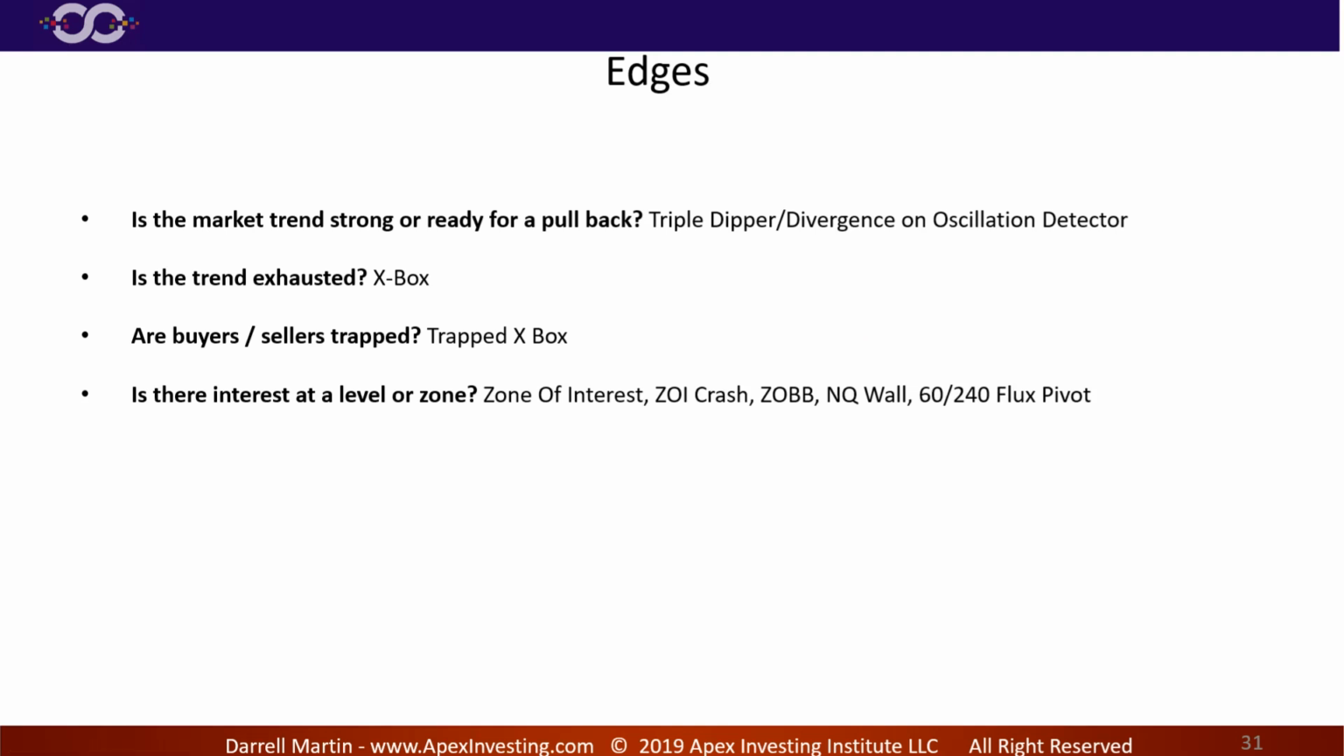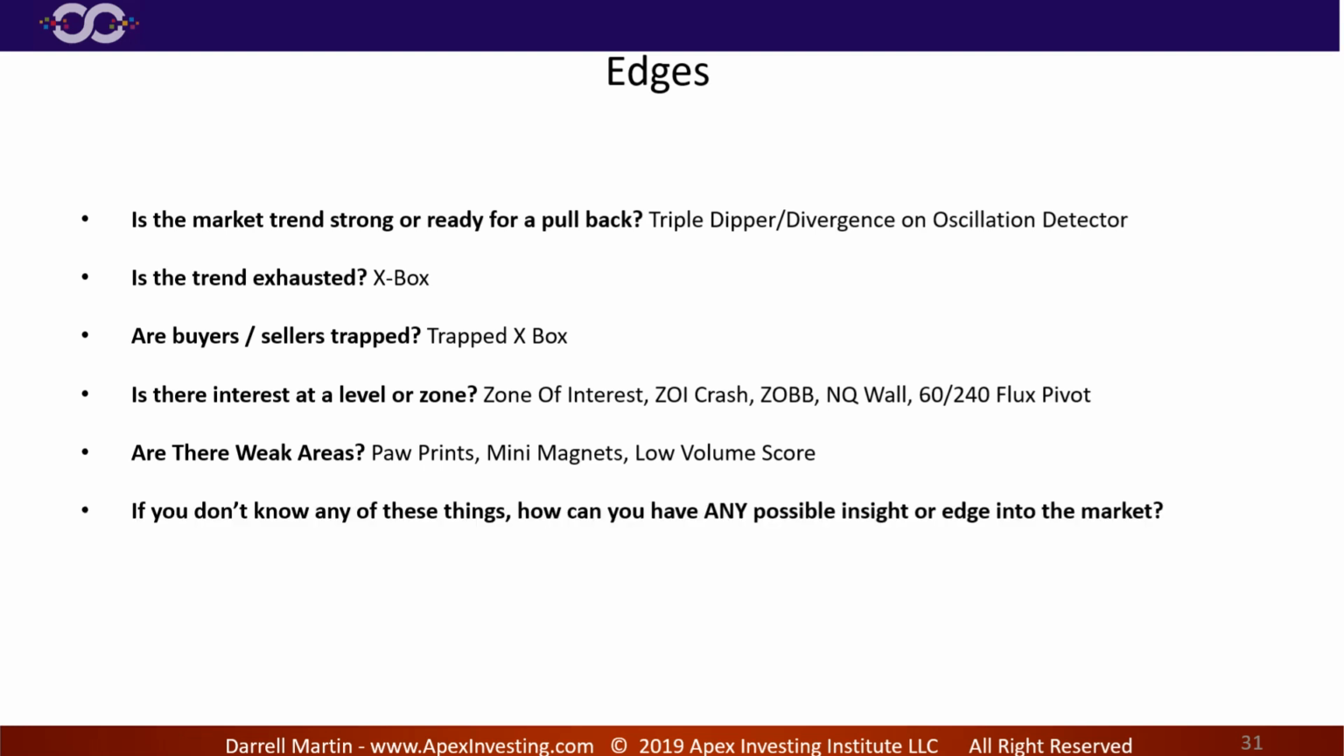So is there an interest at a level? That's the zones of interest, the ZOI crashes, the zones on bar befores, the NQ walls that you now have, the 6240 flux pivots that I teach you in video number 2 under setup. Are there weak areas like paw prints, mini magnets, low volume scores? Because those often will precede reversals.